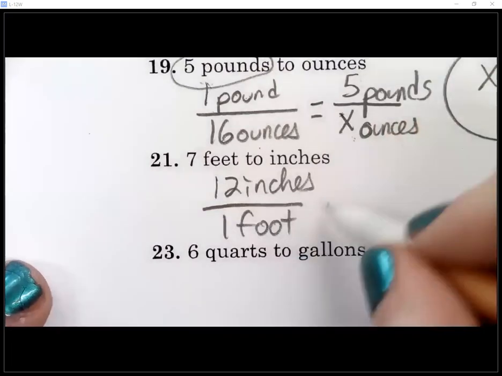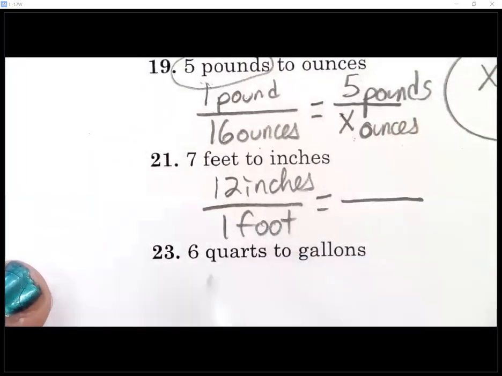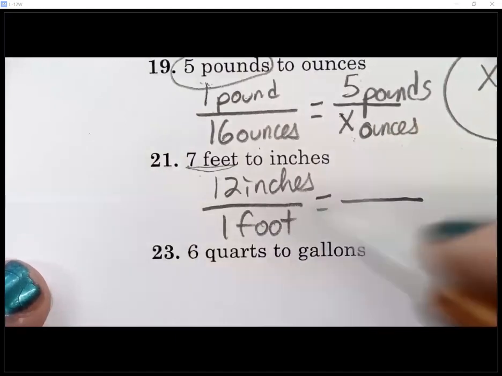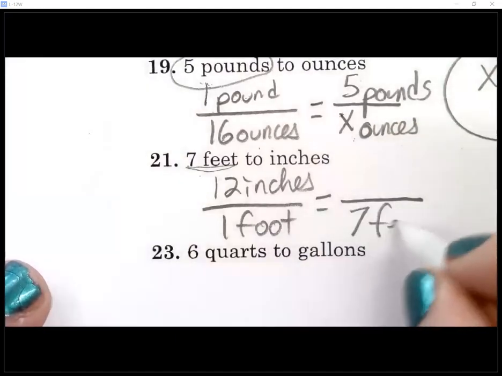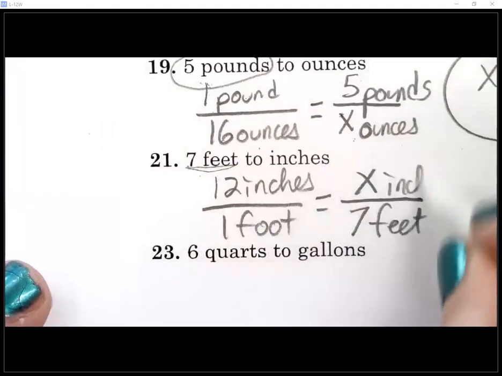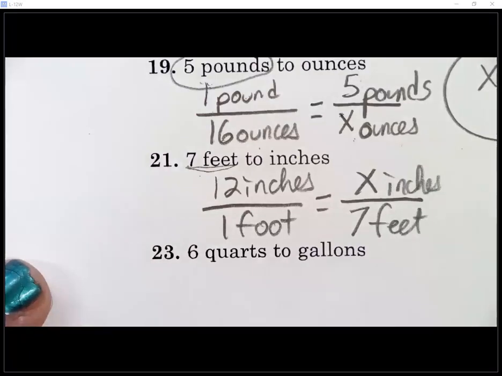So I just set that equal to, and then here's what's important, 7 feet. So where should I put 7 feet, on the top or the bottom? The bottom, because I got to match it up. 7 feet, and I don't know how many inches it is. That's what I'm going to find. So I'm just putting the units in the same spot. Whatever's on top, I match it on the other side. Okay, and then I can cross multiply. 12 times 7, I get 84. So X equals 84, and my units are inches.